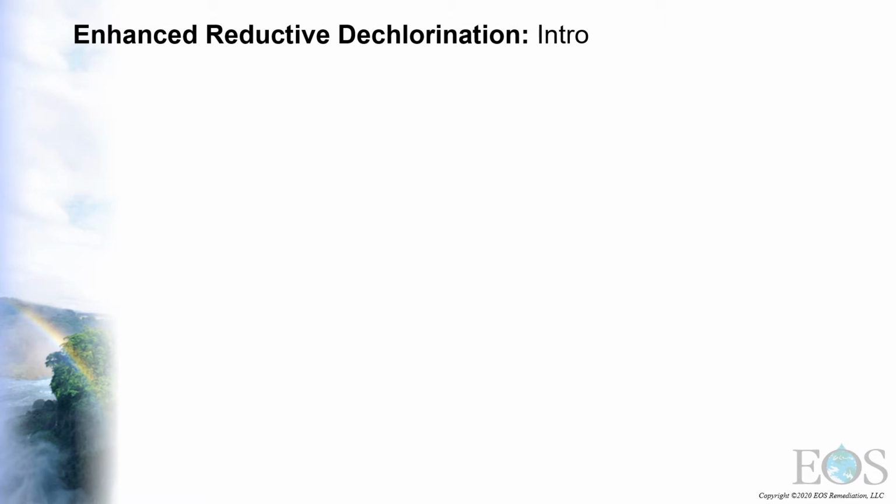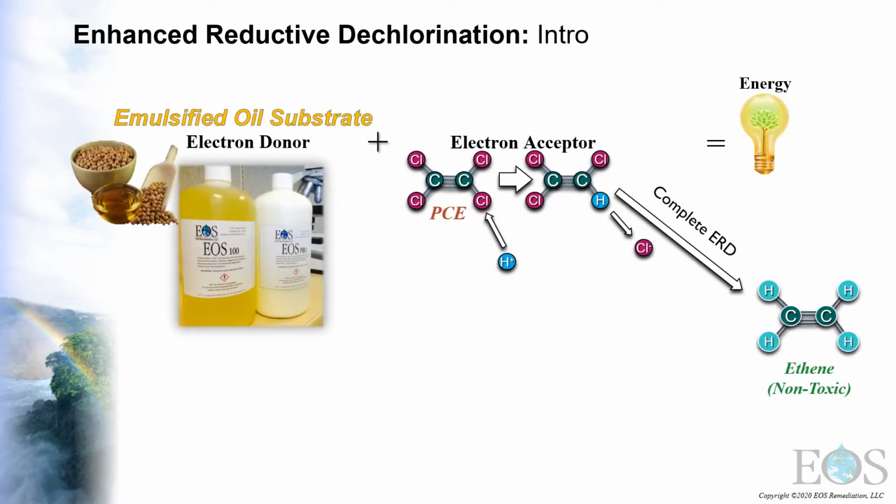So now I'd like to do an introduction to enhanced reductive dechlorination. For this to occur, you need an electron donor and an electron acceptor. For remediation, the electron donor would be the emulsified oil substrate, or the EOS. The electron acceptor would be the contaminant, or the PCE in this case.